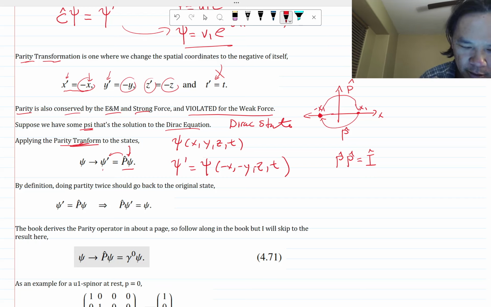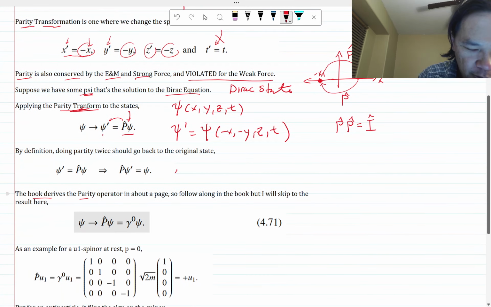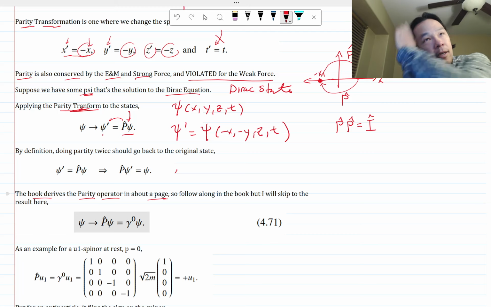Okay, so that's what this is about. The book derives the parity operator, and it took about a page of algebra. I really encourage you to read through that, not too carefully, but at least get each of the steps and how Thomson actually derives the parity operator as gamma 0, as we will see.